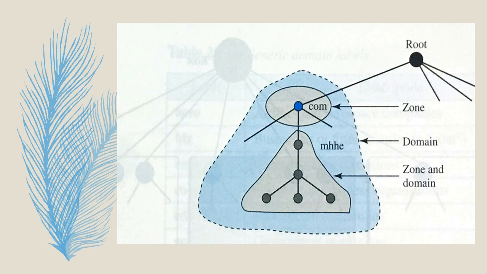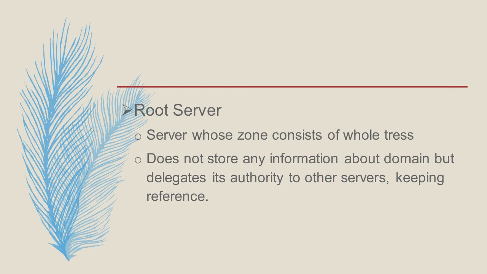Still, the original server has its own zone, but detailed information is kept at lower levels. The root server is a server whose zone consists of the whole tree. It does not store any information about domains but delegates its authority to other servers, keeping references.